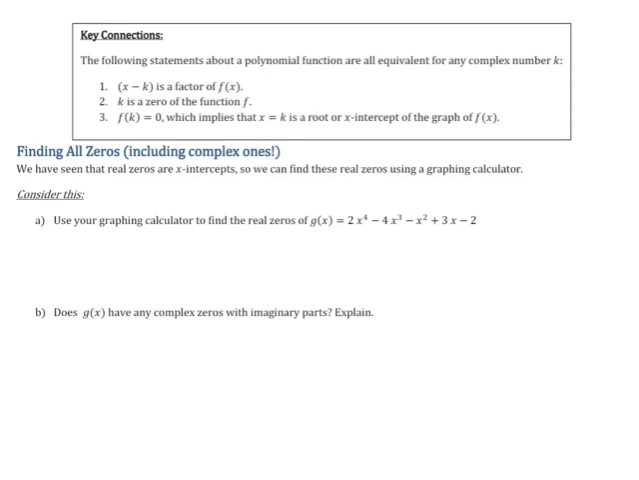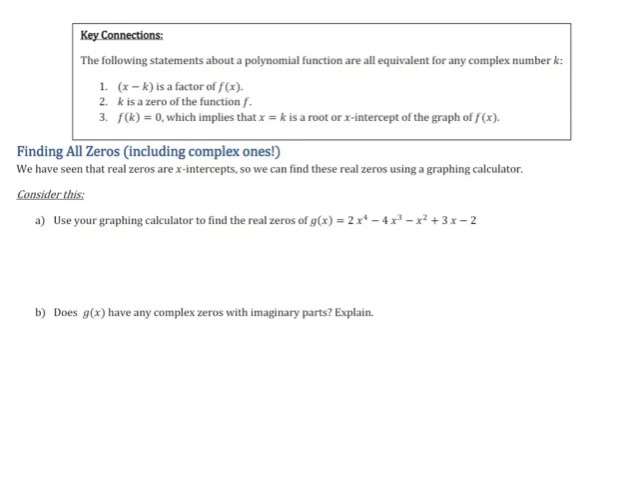And one last quick example here after we note some key connections here. So we've seen that all of these things are really saying the same thing. If we say x minus k is a factor of f of x, well, that means that k is a zero of the function. Or that's really just saying that f of k equals 0. Okay, so x equals k is the root or the x-intercept. All right. So those are all the same.